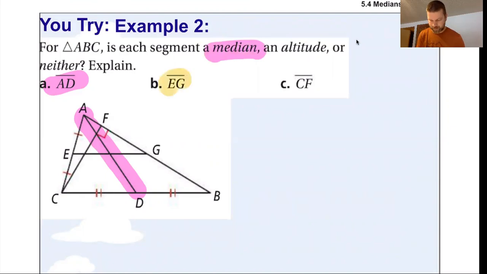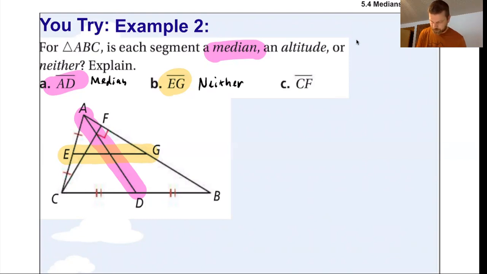Let's look at EG. EG connects from there to there. That is neither. It looks like it might be a mid-segment. We learned about mid-segments in chapter 5.1. A mid-segment connects midpoints, but it's not a median because that would connect a vertex to a midpoint. And it's not an altitude because that would connect a vertex and be 90 degrees. So that one is neither. So AD was a median, but EG, that was neither a median nor an altitude.